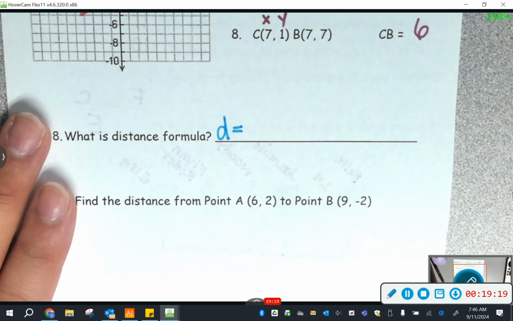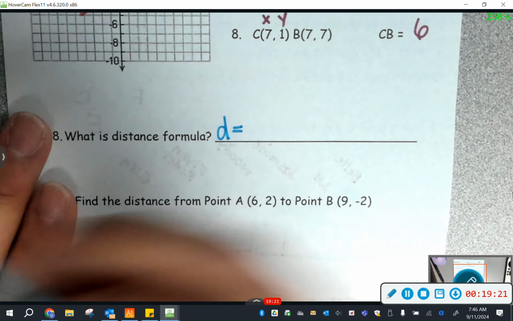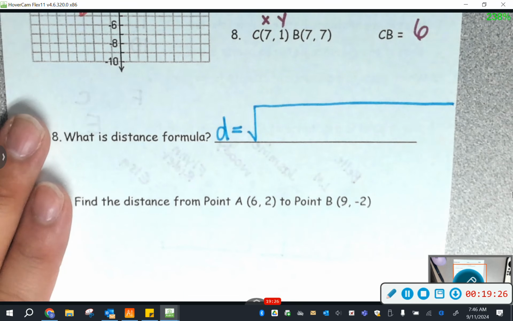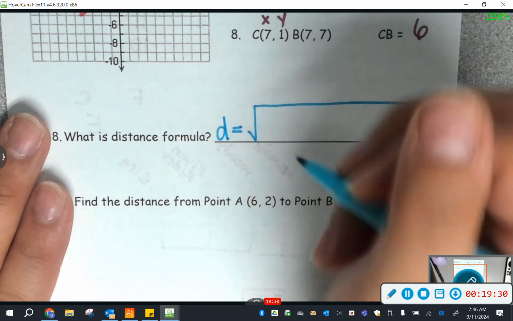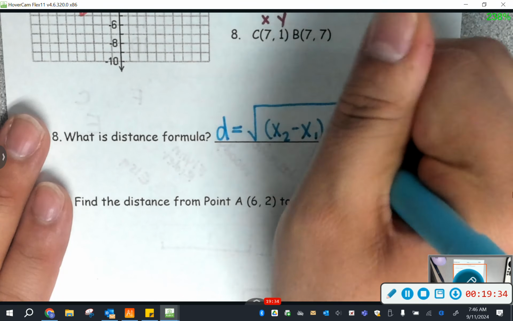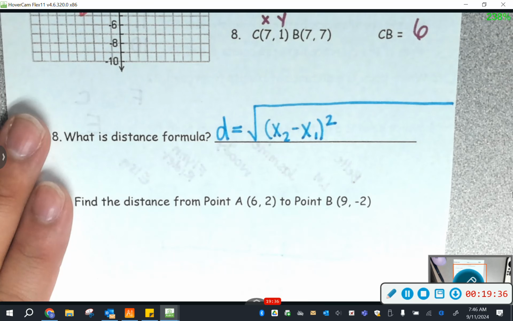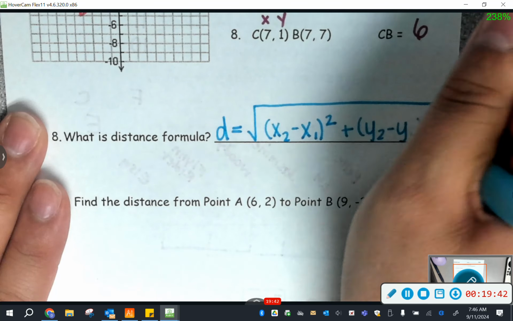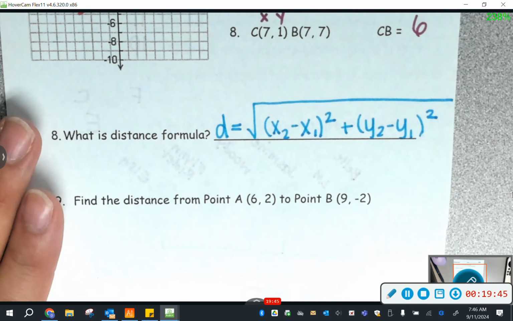Distance formula is D equals, and then you're going to have to do a long square root sign. Don't forget the square root sign. It is x2 minus x1 squared plus y2 minus y1 squared.